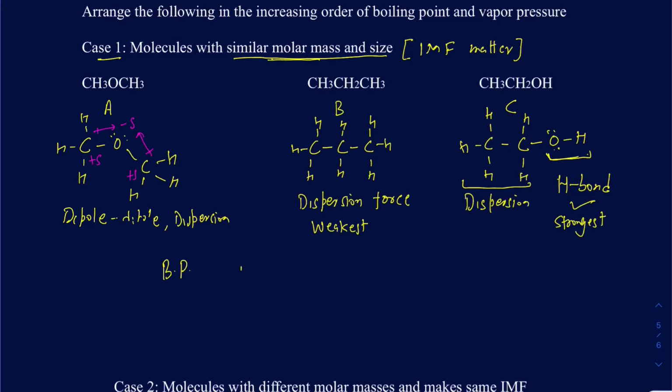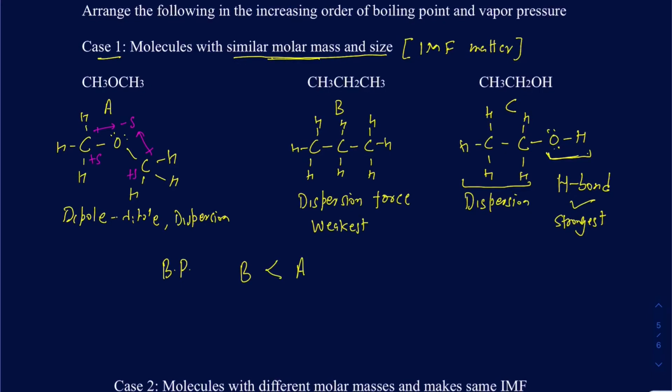Clearly, B is going to have the lowest boiling point, followed by A, which is going to have a higher boiling point than B, and then C, since it makes the hydrogen bond, is going to have the highest boiling point. And when you look at the vapor pressures, it's just going to be reversed. Whoever has the lowest boiling point will have the highest vapor pressure. And whoever has the highest boiling point, or whoever makes the strongest intermolecular forces, will have the lowest vapor pressure.